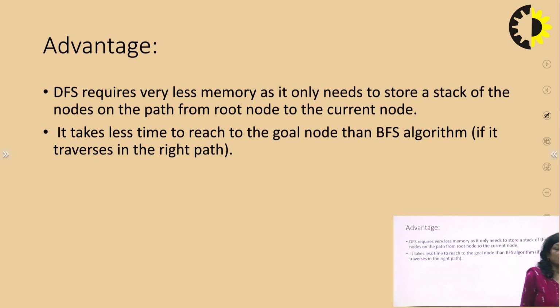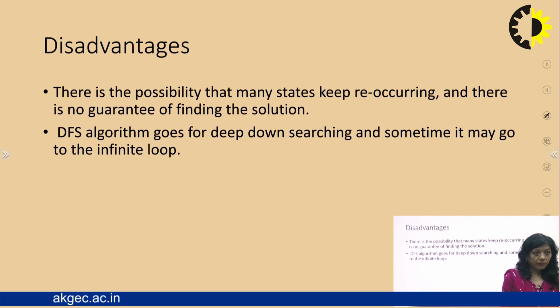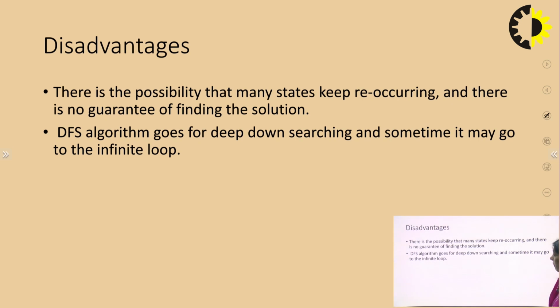Now the advantage of DFS is that DFS requires very little memory as it only needs to store a stack of the nodes on the path from the root node to the current node, and again it takes less time to reach the goal node than the BFS algorithm, if it traverses in the right path. What are the drawbacks of DFS? There is a possibility that many states keep reoccurring, and there is no guarantee of finding the solution. Also, the DFS algorithm goes for deep down searching, and sometimes it may go into an infinite loop.